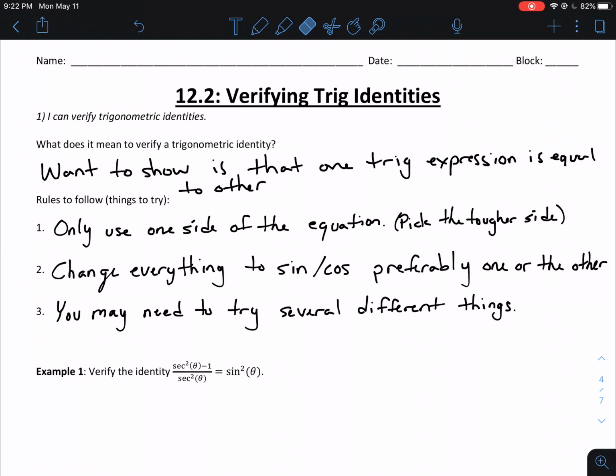Suggestion number 2 is, if you're stuck working through a problem, change everything to be sine and cosine. And if you can try to get them all to be one or the other, that usually works best. And then the third thing is, I know it's frustrating, but there are going to be some times where you're not exactly able to get it on the first try. I know that's frustrating because we want it to be quick, we want it to be easy, but that's just not always going to be the case.